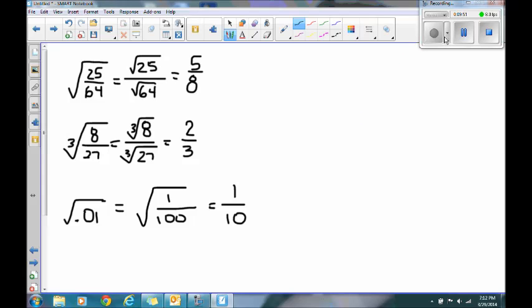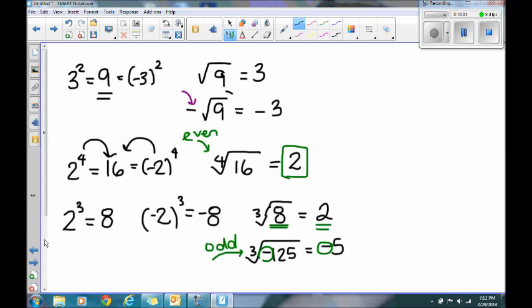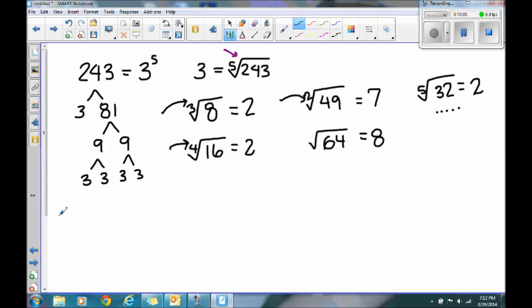Your book gives a lot of good examples on these sorts of things, and in this section you're going to be asked to simplify and find the square roots of things like 25 over 64, or the cube root of 8, or the square root of 9. Some of the numbers get a little bit bigger, like 243s and 625s, that sort of thing. But pretty much this is what we're practicing in section 8.1.